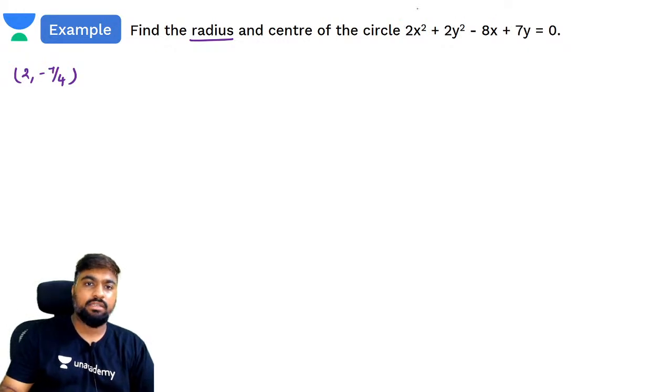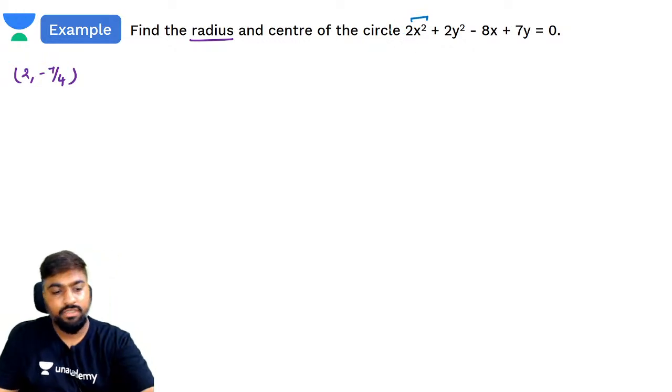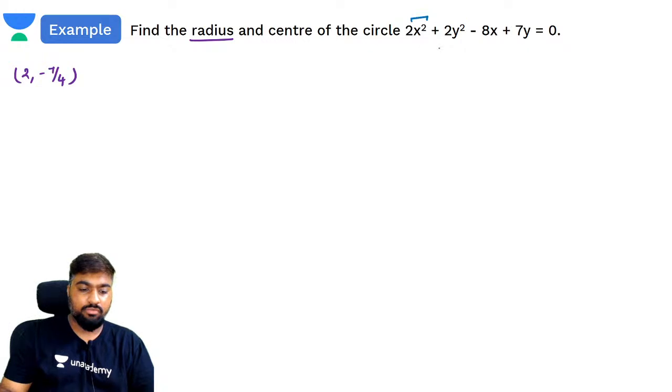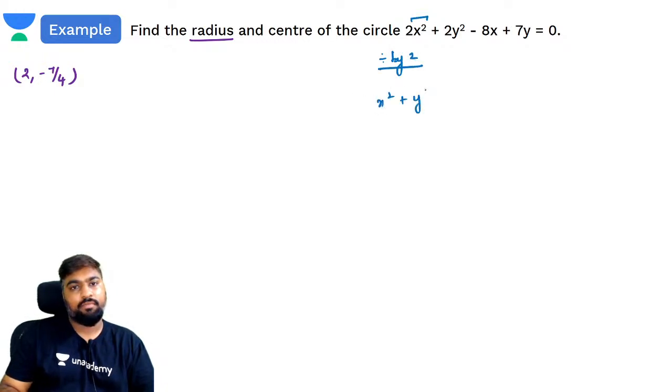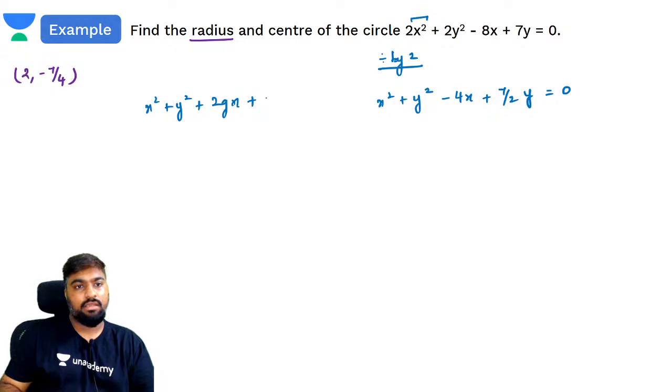See, in this given equation, you have a coefficient of x square, which you're not supposed to have. You're not supposed to have a coefficient of x square or y square. So to remove this, what do we do? Divide the entire thing by 2. So if I divide this by 2, what will I have? I'll have x square plus y square minus 4x plus 7 by 2 y is equal to 0. Correct? This is of what form? This is of the form x square plus y square plus 2gx plus 2fy plus c equal to 0. Correct?